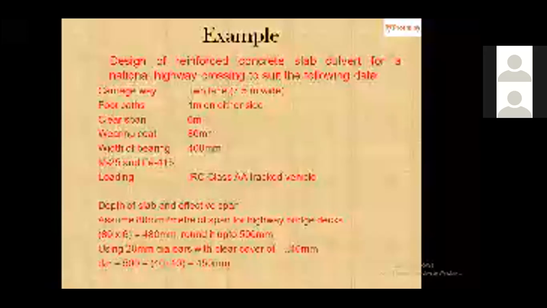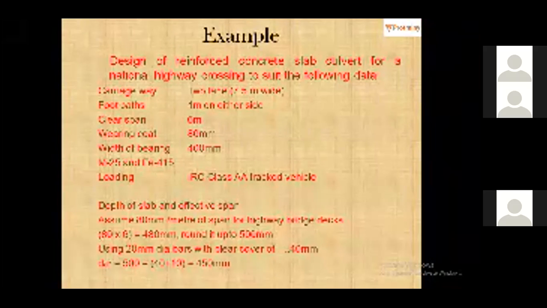So first of all, you have to find the depth of slab and effective span. You don't have any other hint provided in the question, so you have to go with an assumption for the depth of slab. Our assumption is 80 mm depth per meter of span for highway bridge decks. This bridge span is 6 meters, so 80 into 6 is 480 mm. Let's round it up to 500 mm.